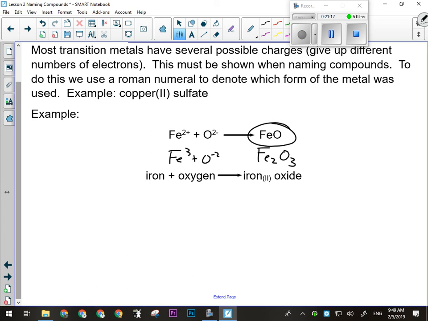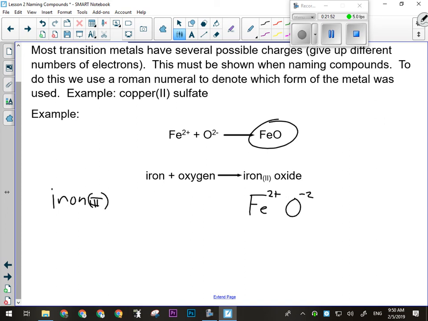So there has to be a way to tell people which iron you are dealing with so there isn't any confusion. So what we do is we write out the name using the normal ionic naming rules, iron oxide, but then we put a Roman numeral beside the metal to tell them which charge it had. That way they know, okay, this was the iron that was 2+, oxygen's always 2-, so when I drop and swap, I get this.